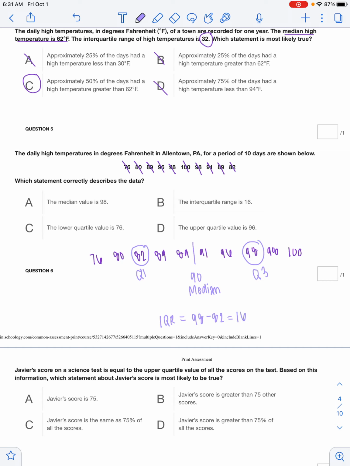So the median is not 98. The lower quartile is not 76. The minimum is 76, but the lower quartile is 82. The interquartile range is 16. That's true. Let's just make sure D is incorrect. The upper quartile is 96. No, it's 98. So we know D is our correct answer.